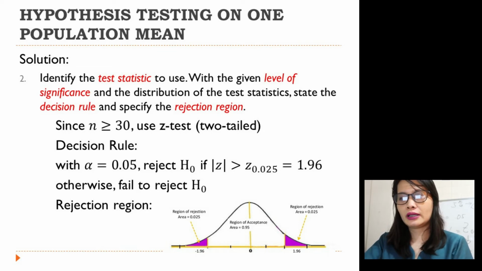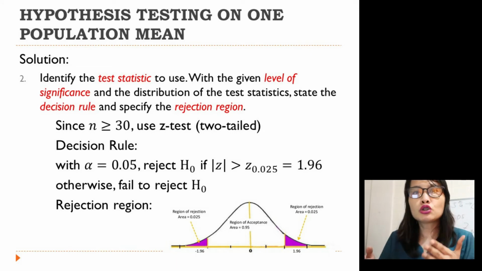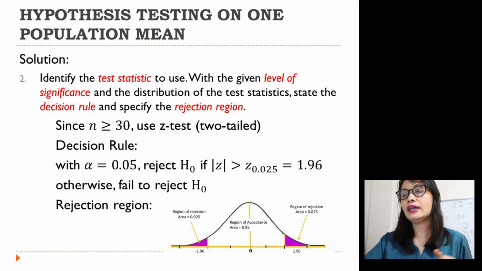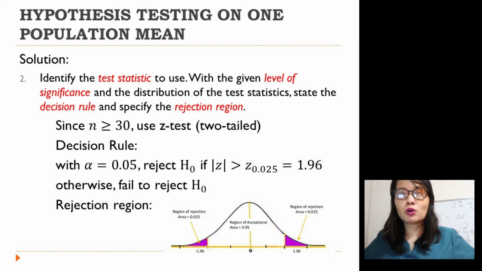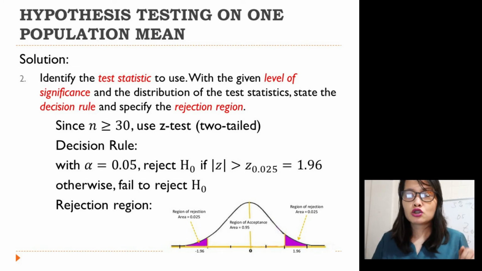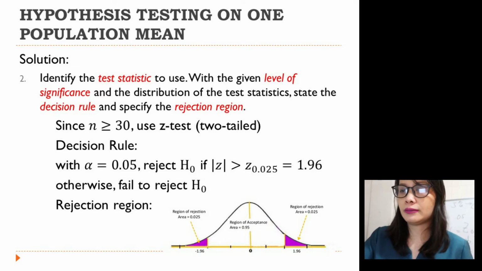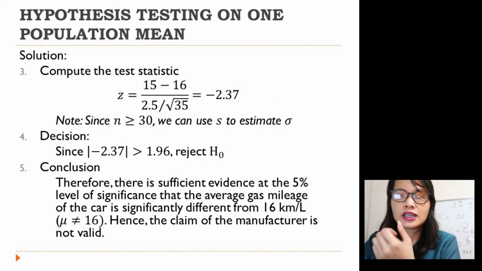So, rejection region. Since two-tailed yung given, we need to draw a normal curve. Kapag two-tailed, yung shaded region, both sides, left and right. So we have negative 1.96 and positive 1.96, since the given is two-tailed. Yung may shaded region, that is your critical region. Okay, next. After that, compute the test statistic.